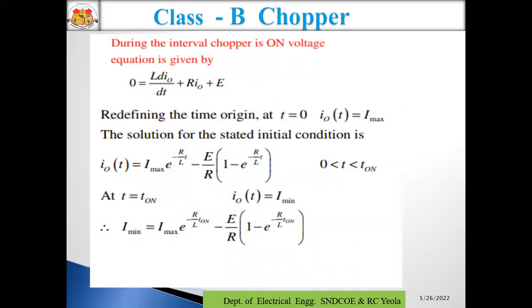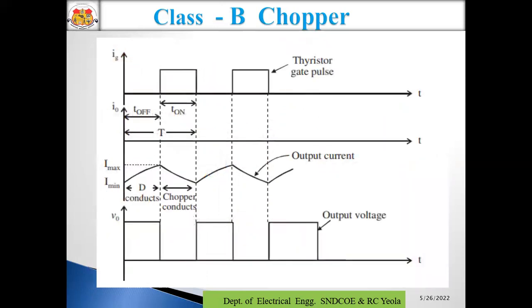During the interval when the chopper is on, the voltage equation is given by 0 = L di0/dt + R i0 + E. So this is the equation for the class B chopper. And this is the working operation, which we can understand easily in graphical form, or we can say the voltage waveform.